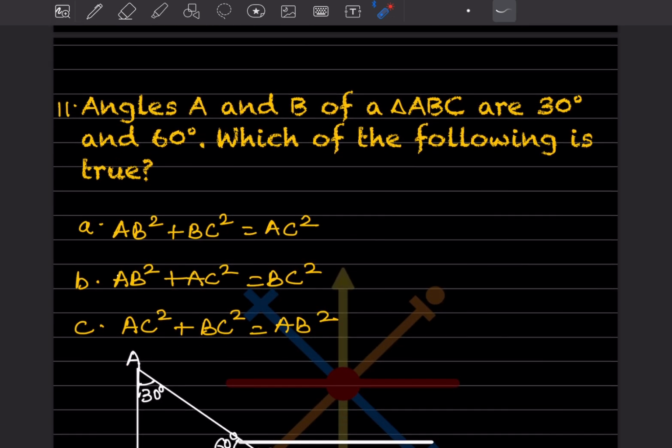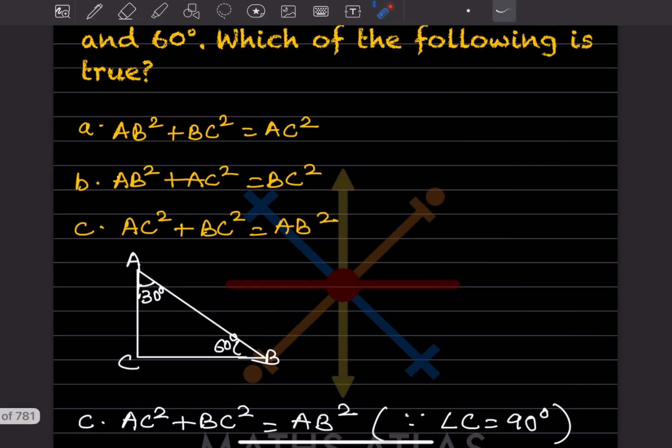Angles A and B of triangle ABC are 30 degrees and 60 degrees. Which of the following is true? So these are the given. AB square plus BC square is equal to AC square. AB square plus AC square is equal to BC square. And AC square plus BC square is equal to AB square.